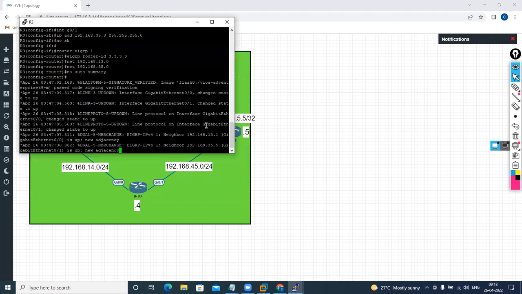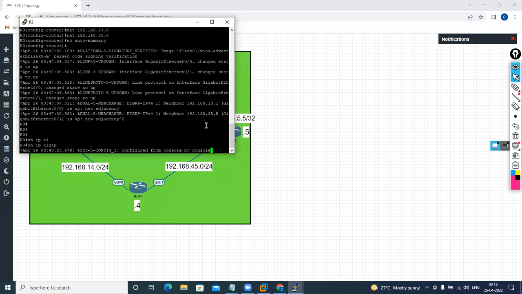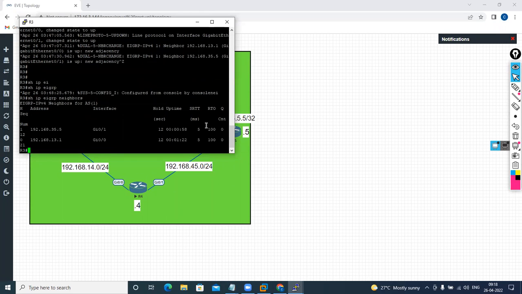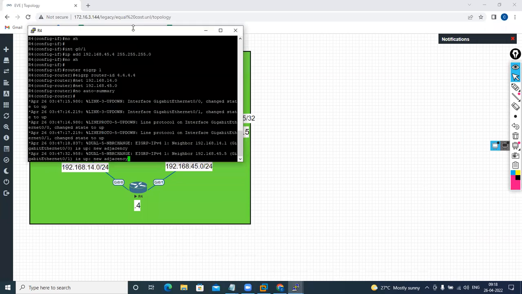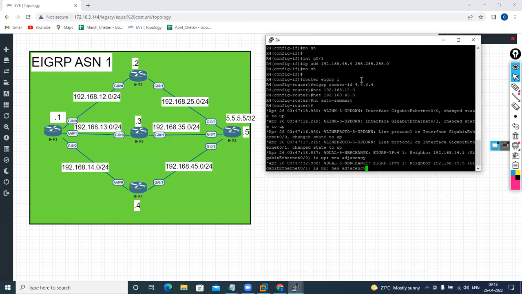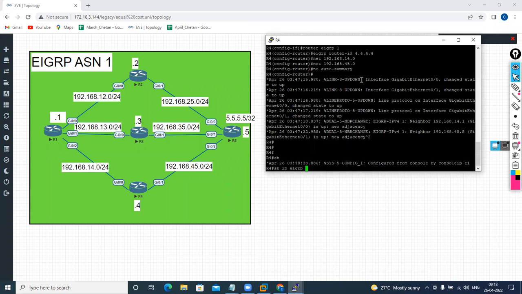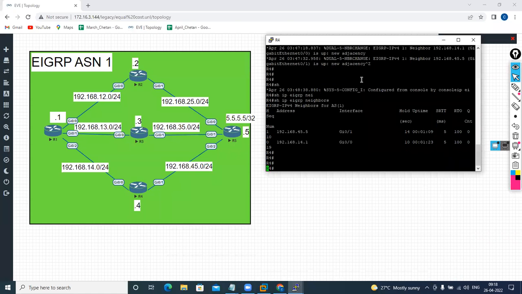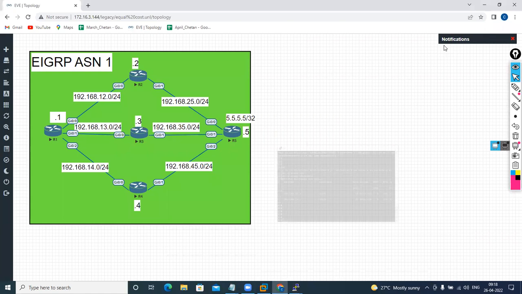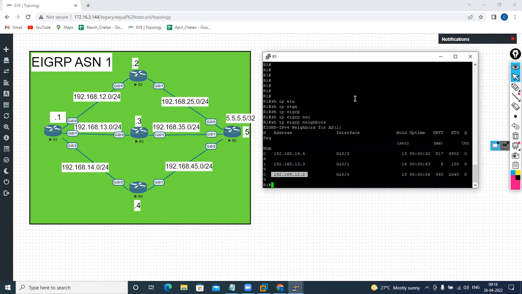On R3 also, I have 2 neighbors. Show ip eigrp neighbors: one with R1 and one with R5. Go to R4 and again you will find it with show ip eigrp neighbors. It's done. Now check the topology table. So go to R1. First we'll check the topology table, then the routing table.